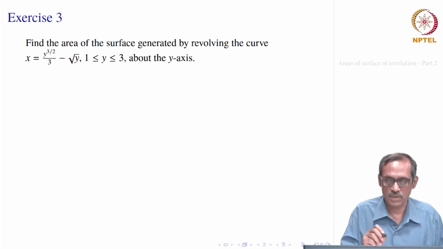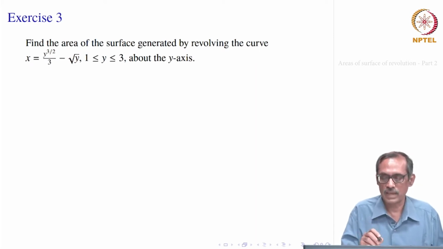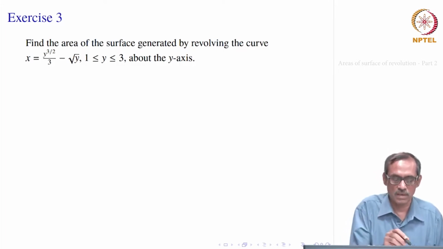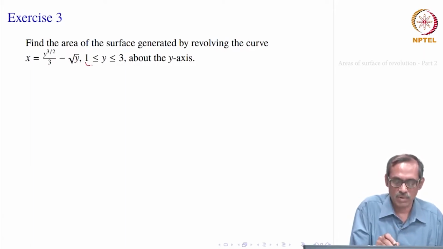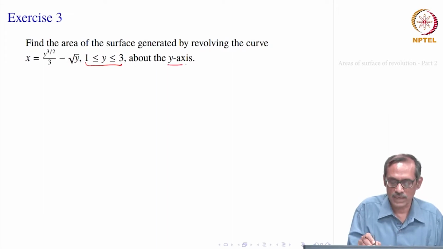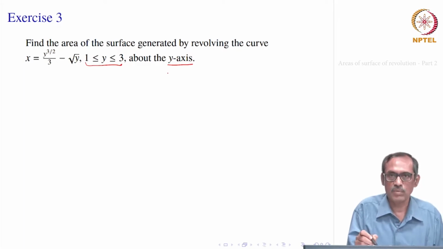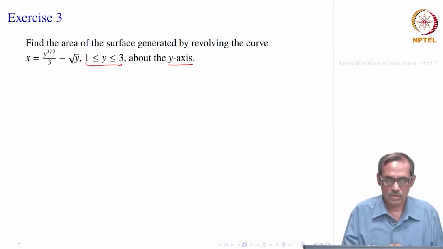Find the area of the surface generated by revolving the curve. It is always the portion of the curve, right. Revolving the curve x equals y to the power 3/2 by 3 minus square root of y, where y varies from 1 to 3, about the y axis. So, it is already given. When the revolution is about the y axis, we need to express x as a function of y, and it is already given that x is a function of y. So, it is straightforward, we have to compute the derivatives and so on.